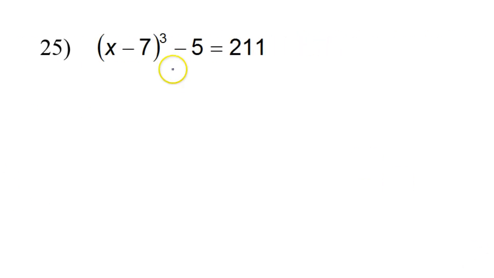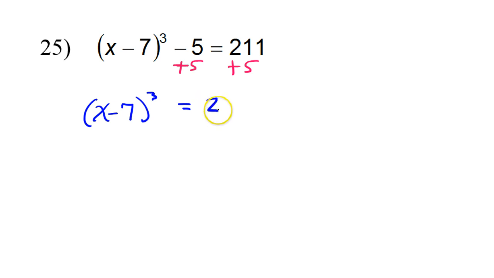Anyway, let's move on. So again, to solve an equation like this with the parentheses and the power, we need to get this part by itself first. So we will add 5 to both sides. So that will give us x minus 7 to the 3rd power is equal to 216.